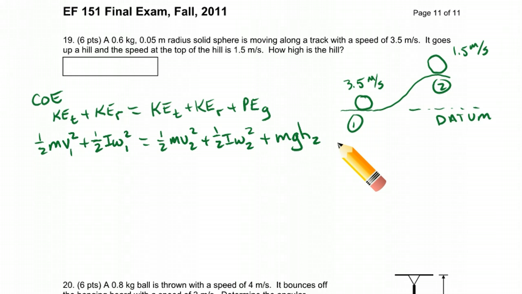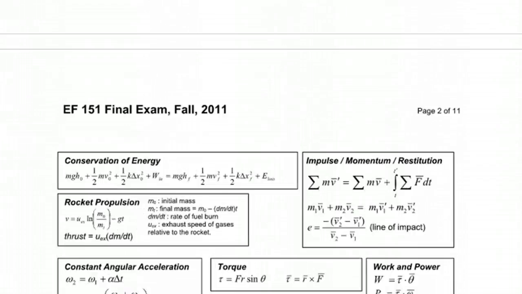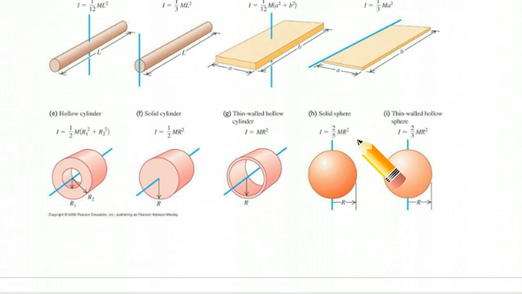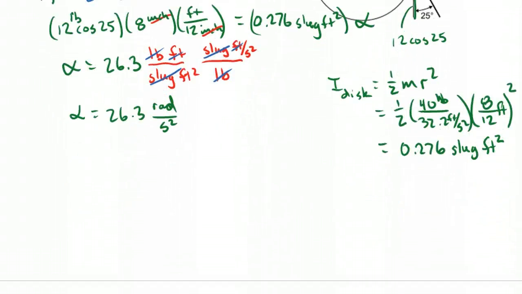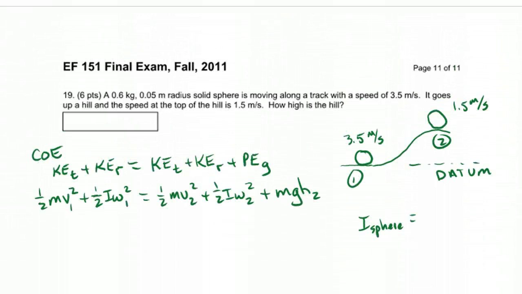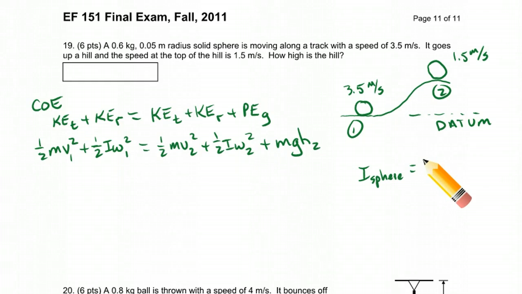Let's see. Solid sphere. I for a sphere, again looking it up, is going to be given on the cover page. Solid sphere is right here, 2/5 m r squared. We'll go ahead and get that number. Mass 0.6 and radius 0.05.